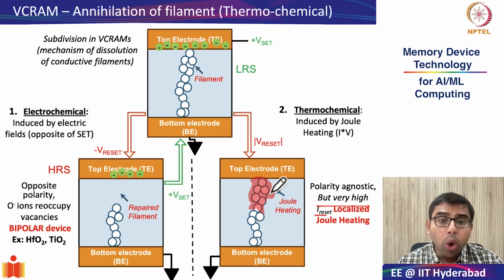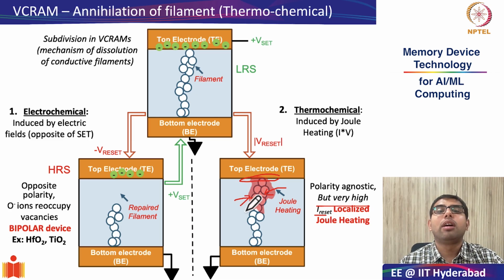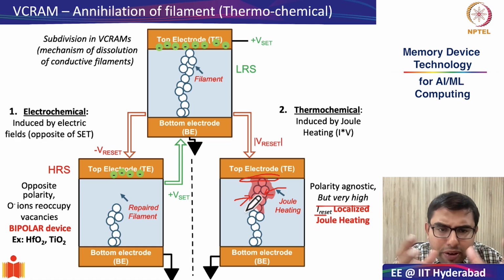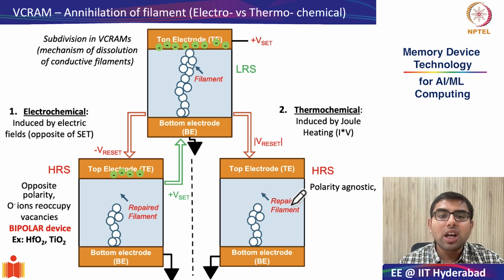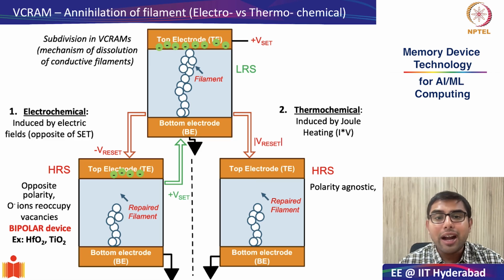What does this Joule heating do? The Joule heating catalyzes the oxygen migration not only from the top electrode but also from neighboring oxides to donate some of the oxygen molecules to fill up these vacancies. And because of this very localized Joule heating, there is a repair in the filament. This repair of the filament happens because of the diffusion of oxygen anions from neighboring regions, which come and fill the vacancies, therefore repair the filament and put the device back into HRS. All of this is catalyzed by localized Joule heating.